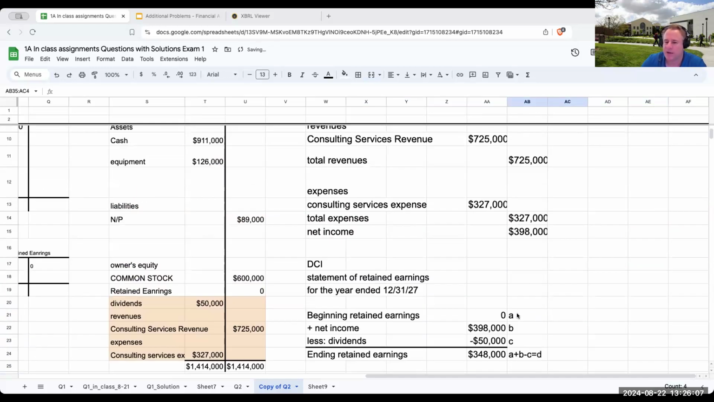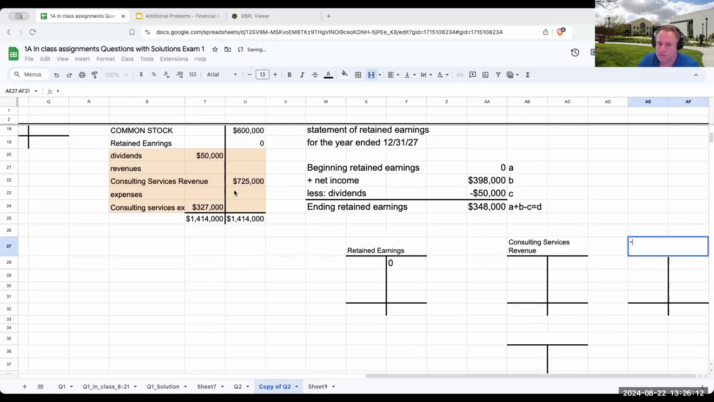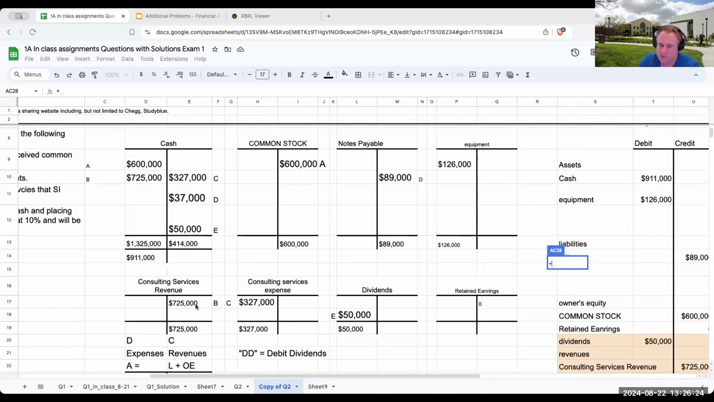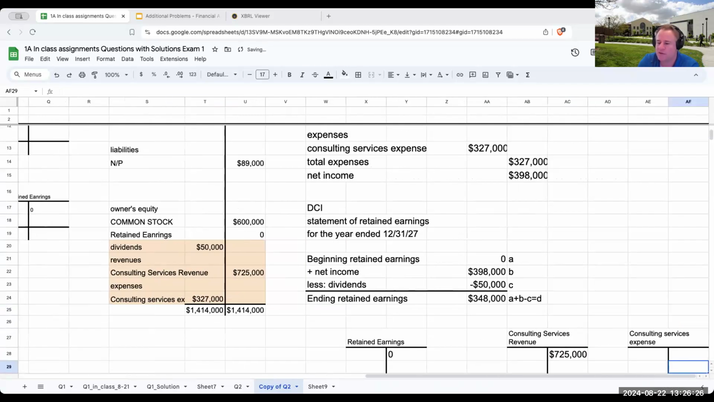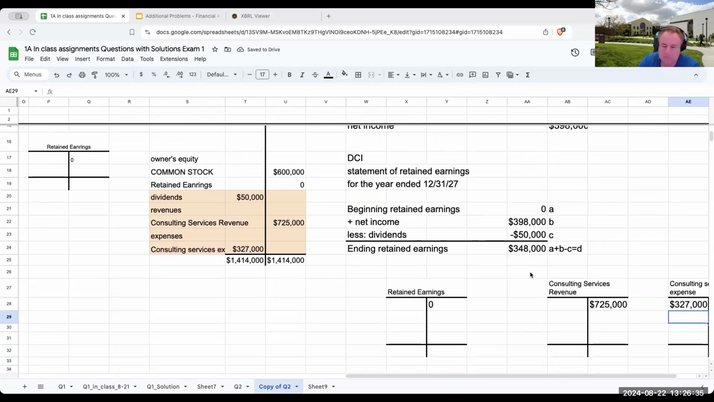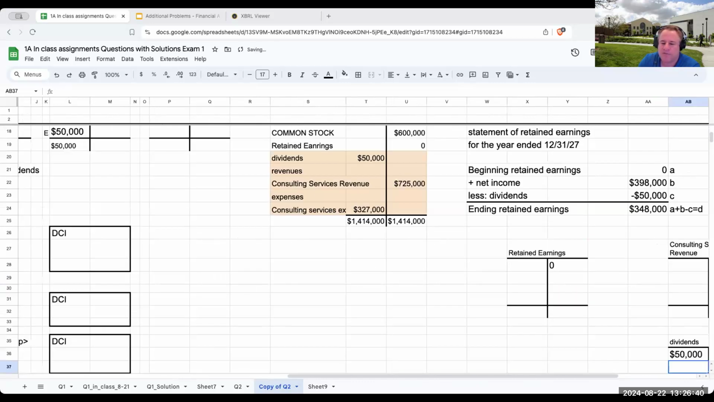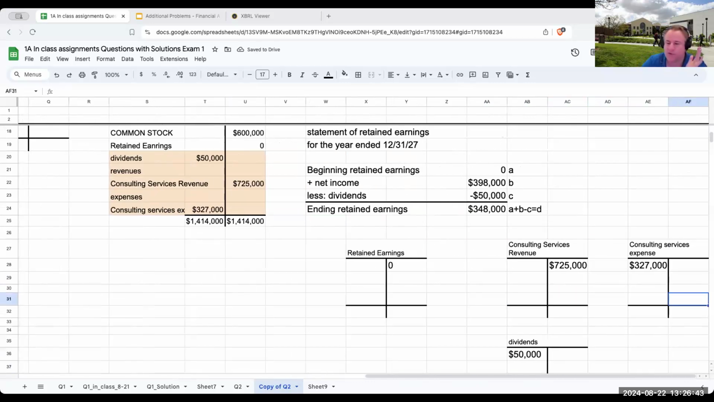My temporary accounts are going to be consulting services revenue, consulting services expense, and dividends. Okay. Consulting services revenue had a balance over here of 725,000. Consulting services expense over here had a balance of 327. Over here, my dividends had a balance of 50,000. All I've done so far is carry over those balances.